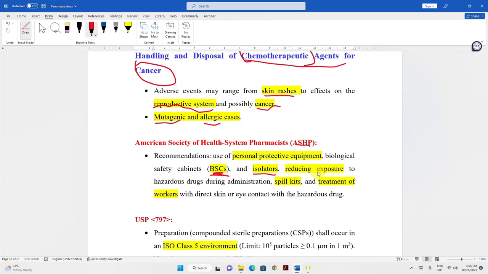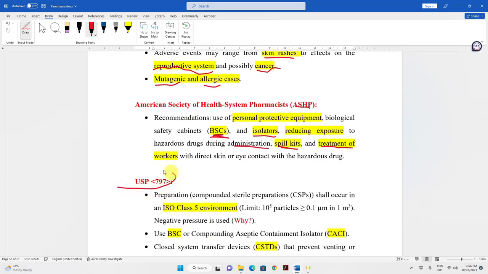You need to reduce exposure during the administration. You need to have spill kits. What happens if something is spilled? You need to treat the workers if something happens or they come into direct contact with hazardous material.